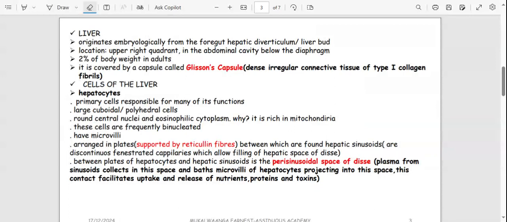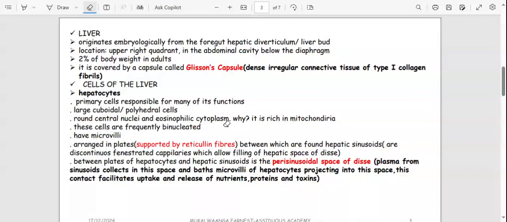About the shape, these cells are large and cuboid in shape, or they can also be polyhedral. They have a round central nucleus and eosinophilic cytoplasm. So why is the cytoplasm eosinophilic? If you go to basic histology of cells, you understand that inside the cell there are organelles, and based on their characteristics they can be either basophilic or eosinophilic. One of the eosinophilic organelles is the mitochondria. So the mitochondria are responsible for the eosinophilicity of these hepatocytes. Hepatocytes have eosinophilic cytoplasm because they have a lot of mitochondria in their cytoplasm.